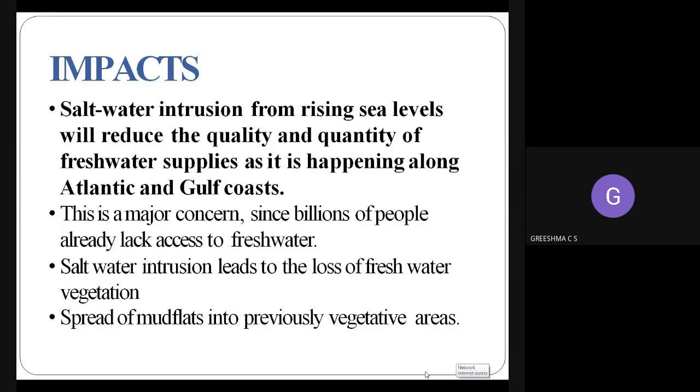Mainly the seawater intrusion has been occurring in the Atlantic and the Gulf Coast. These are the two regions worst affected by salt water intrusion, because billions of people lack access to fresh water because of seawater intrusion. Seawater intrusion also leads to mud flats.